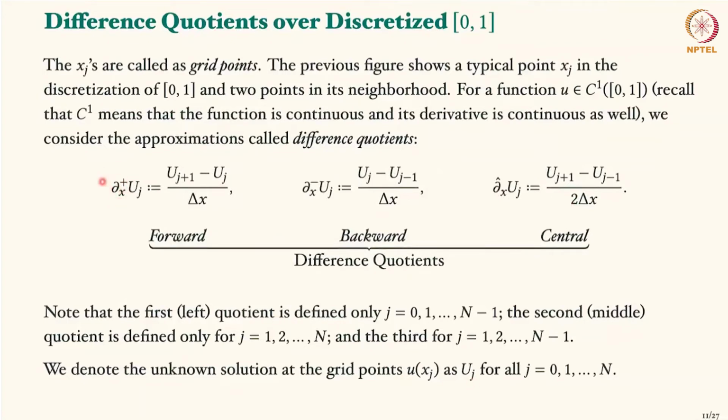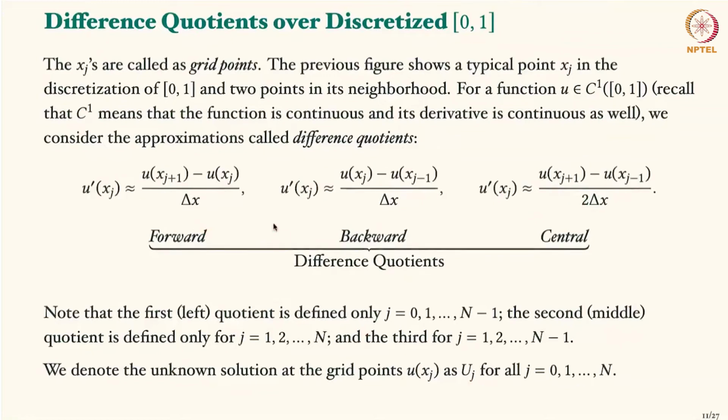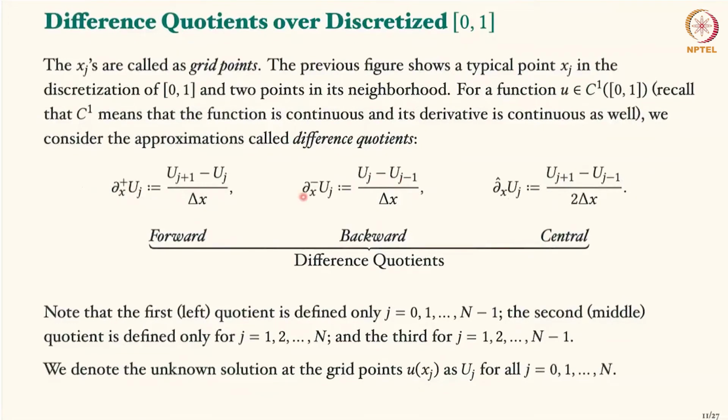I'll say the forward difference is represented by partial x plus, partial x minus, partial x hat, and I'm just rewriting it. In this, I'm going to replace u of xj by Uj and so on, and introduce for u of x the prime notation. That's all I'm doing. So essentially, it's saying how the values between two successive points, or values in the neighborhood, are used to compute the derivative at a point.